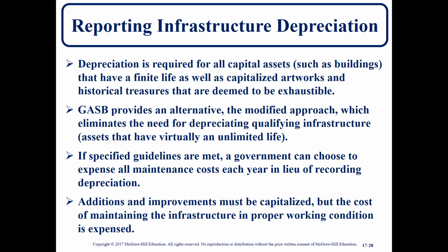In terms of depreciation, depreciation is required for all capital assets such as buildings that have a finite life, as well as capitalized art and historical treasures deemed to be exhaustible. Now, GASB provides an alternative, modified approach which eliminates the need for depreciating qualifying infrastructure. If specified guidelines are met, a government can choose to expense all maintenance costs each year instead of recording depreciation. Additions and improvements must be capitalized, but the cost of maintaining the infrastructure in proper working condition is expensed.